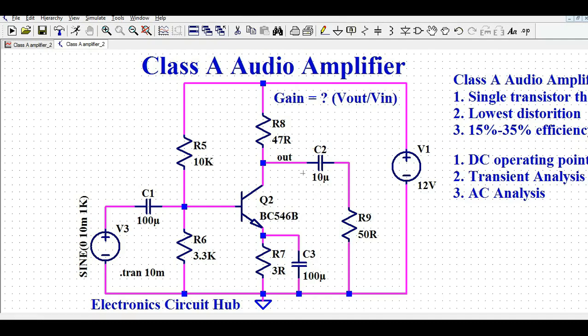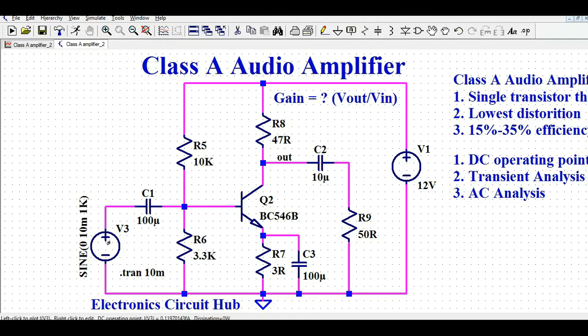You can see this C2 blocks the DC components here, but the limitation of C2 is that it forms a high-pass filter, so it attenuates the frequency at some corner frequency, which comes from 1 divided by 2 pi RC. Now let me run the AC analysis and show you the frequency response for this Class A audio amplifier.